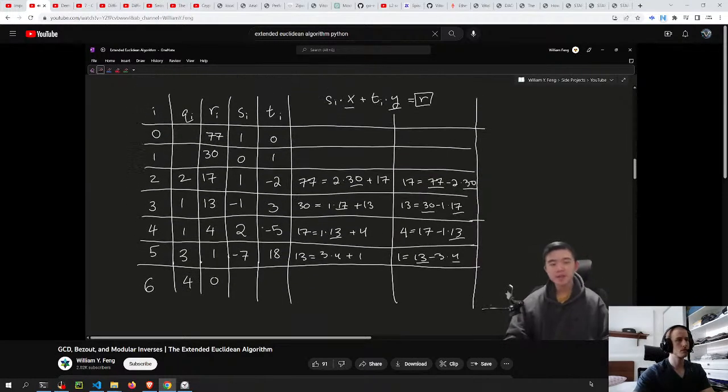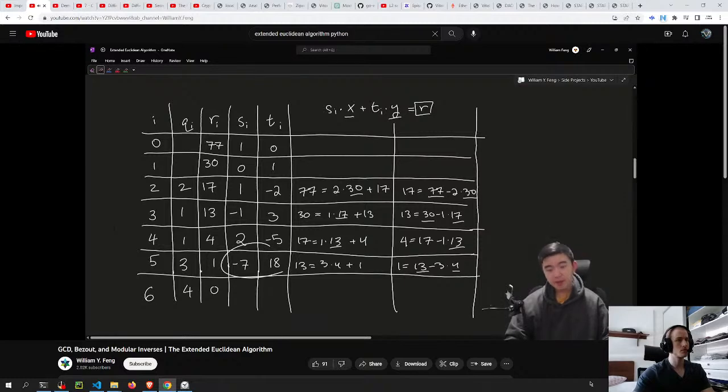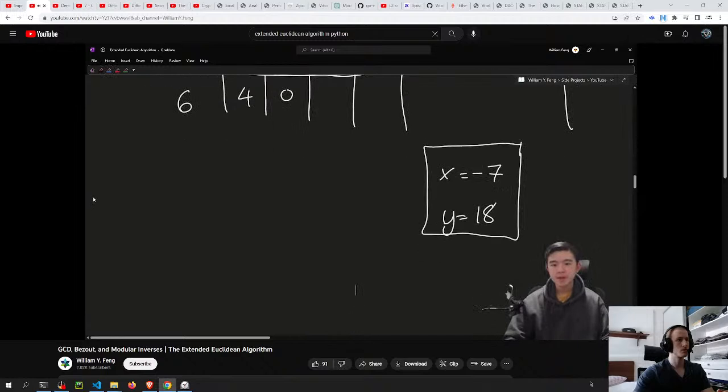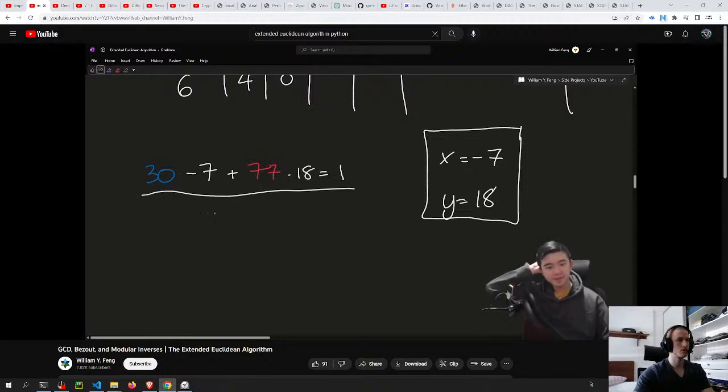At this point, we can just stop and use the entries for s_i and t_i in the previous row, because we know the remainder is going to be the GCD of 77 and 30. So our answer is x equals -7 and y equals 18. Our final solution to Bezout's identity is 77 times -7 plus 30 times 18 equals 1. So there we have our solutions for x and y: they are -7 and 18.